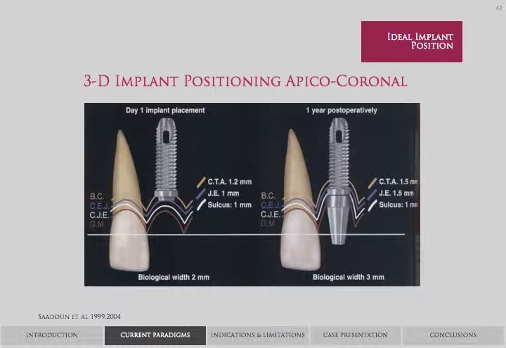But what if you have recession on that tooth? If you have recession, so if our tissue is here, and we have about 2 millimeters of recession, we have to still go at least 3 millimeters apical to that tissue.